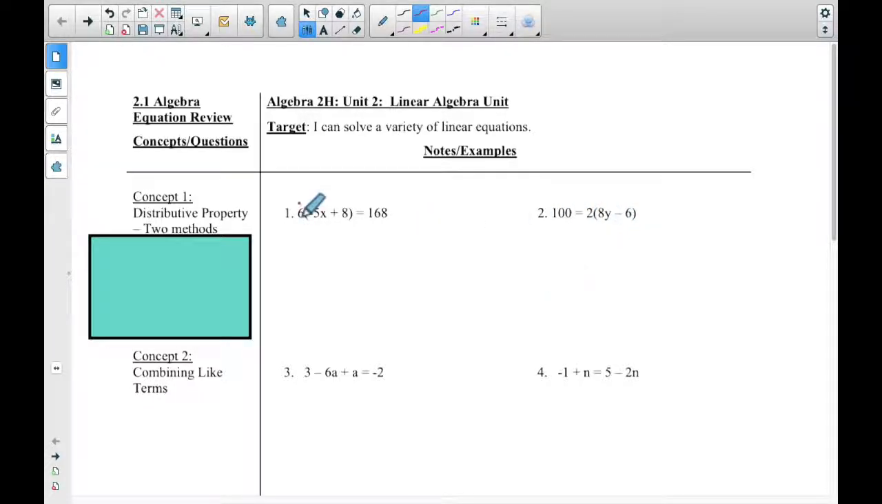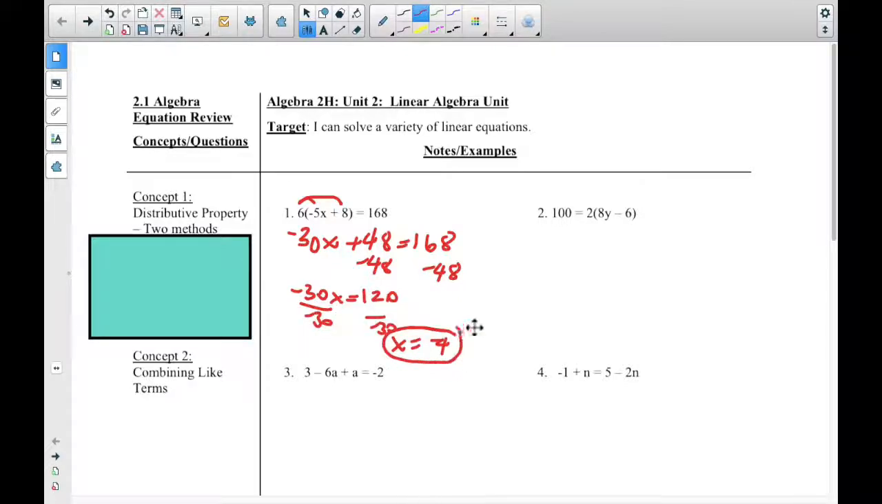So I'm going to start number 1 by distributing my 6 to both numbers. That means I'm going to have a negative 30x plus 48 is equal to 168. And then I just solve the problem like normal. I subtract my 48 from both sides, and that gives me a 120 on the right. I divide by negative 30, and that gives me x equals negative 4.